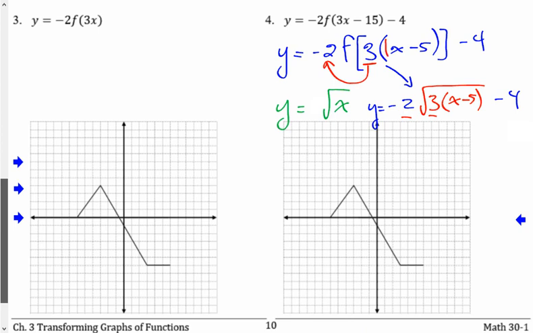I want it to have a coefficient of 1 in front of the x, because it's only once I do that that I can see exactly what's happening. Otherwise, I end up with the wrong translation factor. My stretch will still be the same, that b value is still a 3, but I get the wrong number for my horizontal translation.